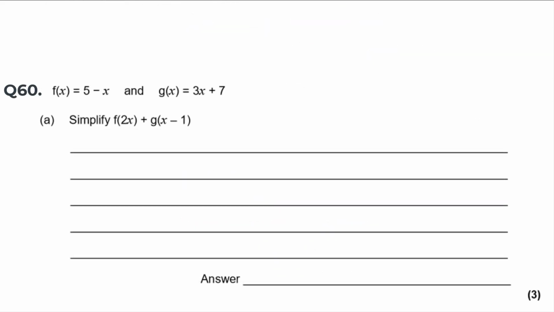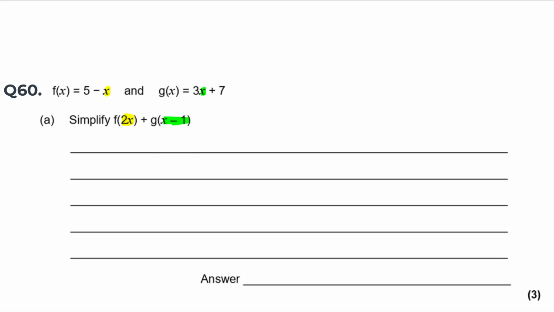f of x equals 5 minus x and g of x equals 3x plus 7. Simplify f of 2x plus g of x minus 1. Okay, so what we're doing here is replacing x in f of x with 2x, and we're replacing x in g of x with x minus 1. So in other words, we're going to replace the x here with 2x, and we're going to replace the x here with x minus 1.